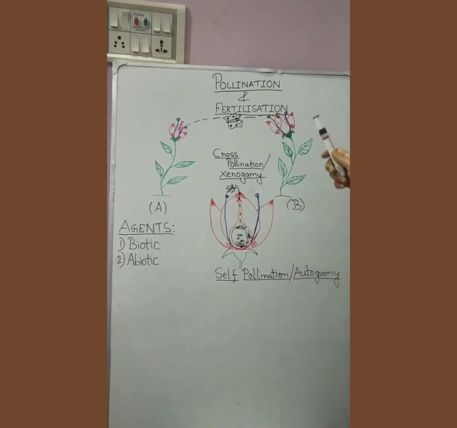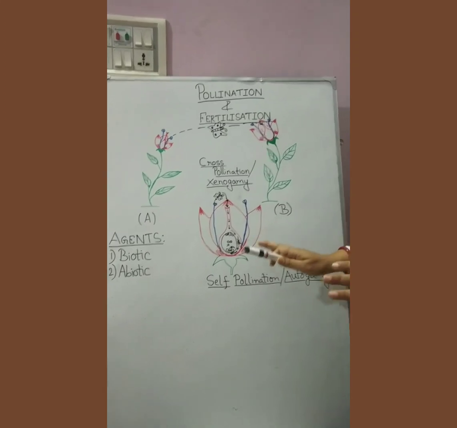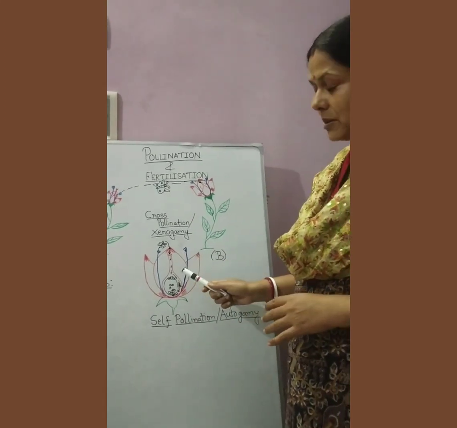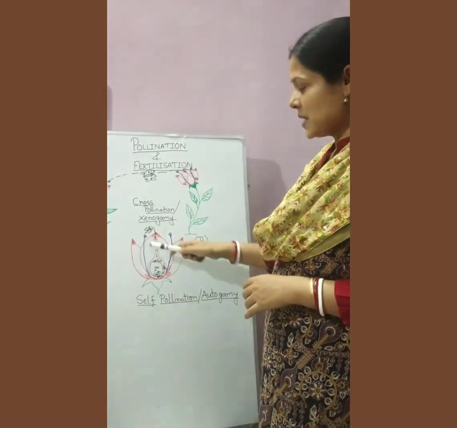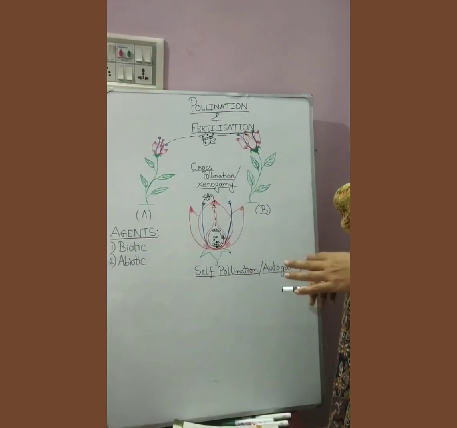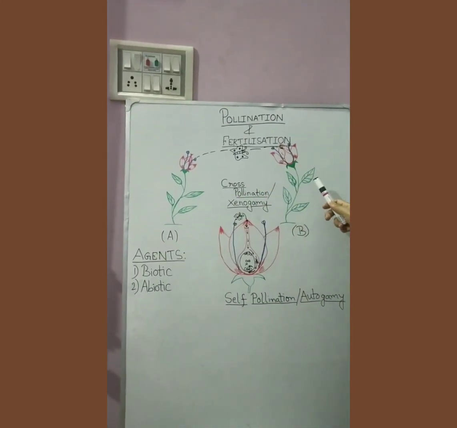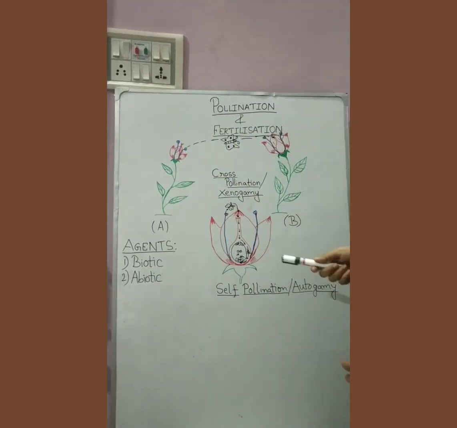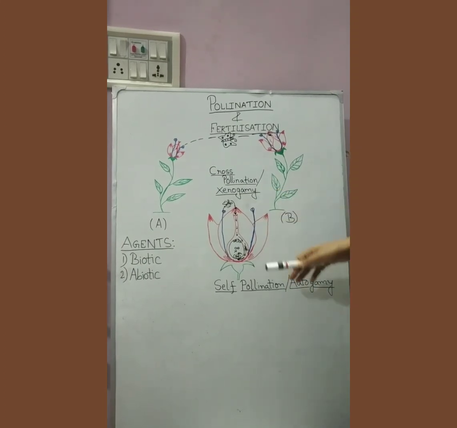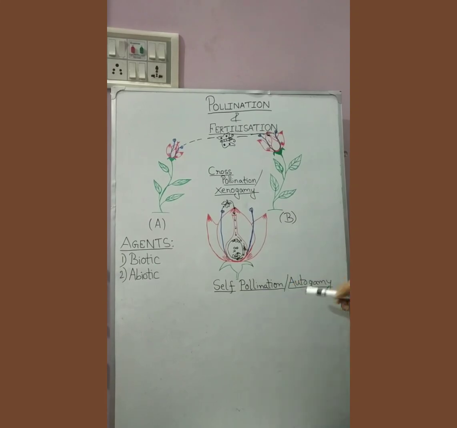But if the pollination is done within the same flower, of course the flower has to be bisexual, that is both the male and the female reproductive parts should be present, in that case that will lead to self-pollination or autogamy. So depending upon whether the pollination is happening between two different flowers of two different plants or within the same flower, pollination can be classified into two, that is cross-pollination and self-pollination.